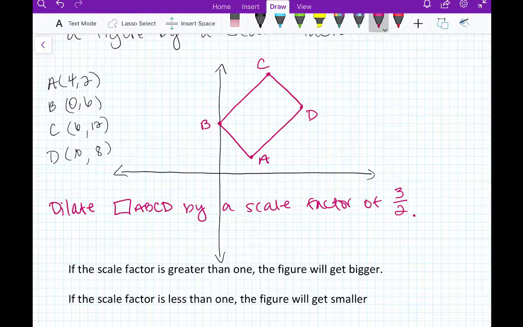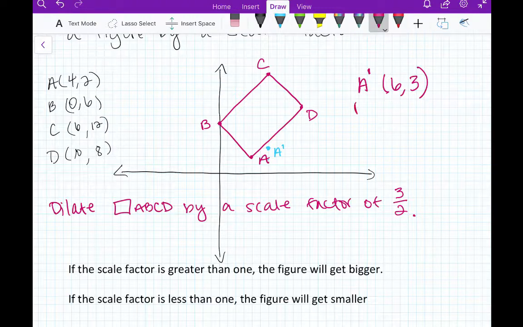So here we go. 4 times 3/2. 4 times 3 is 12, divided by 2 is 6. So A prime is going to be 6 comma, and then 2 times 3/2. 2 times 3 is 6, divided by 2 is 3. So 6, 3 is my A prime. And that would be right here. So this is A prime.